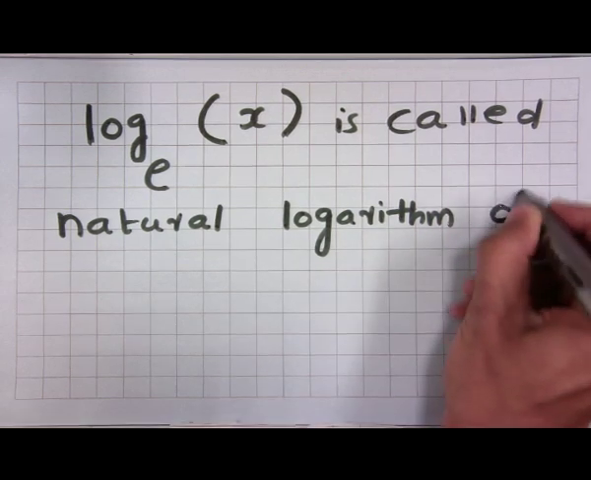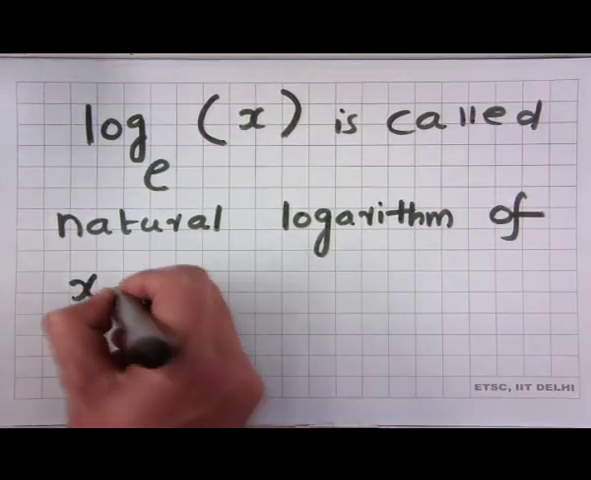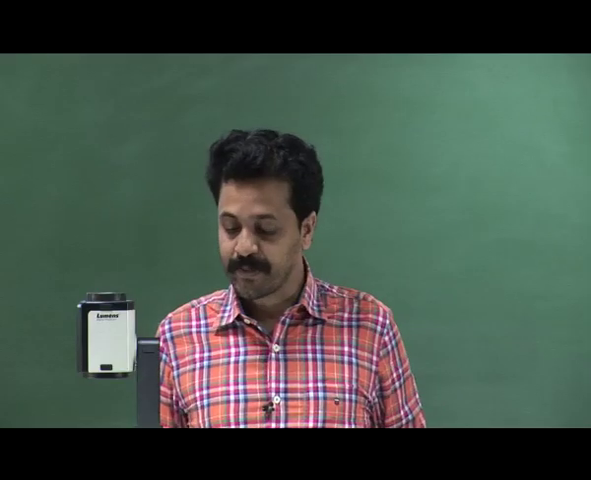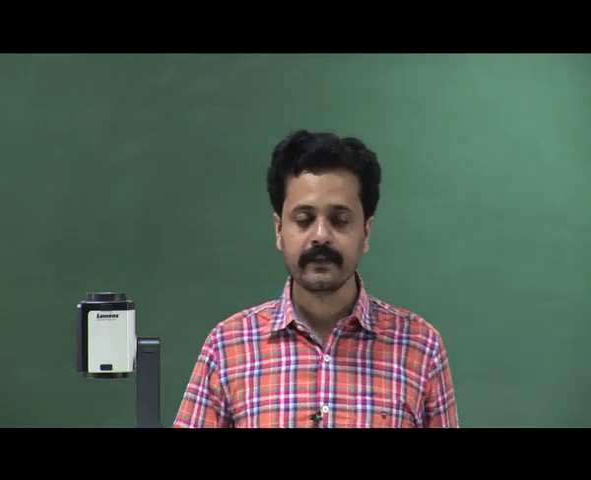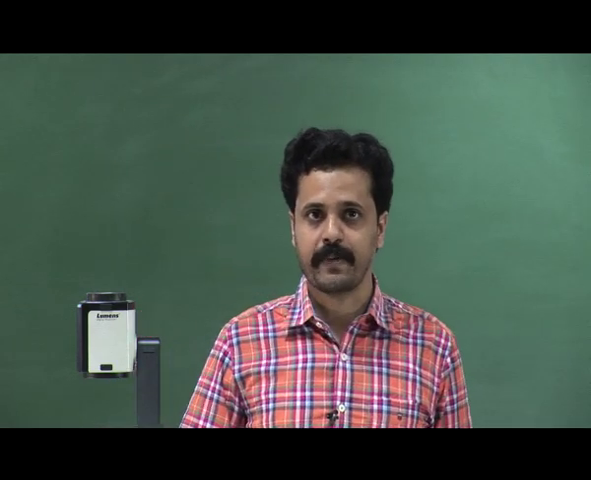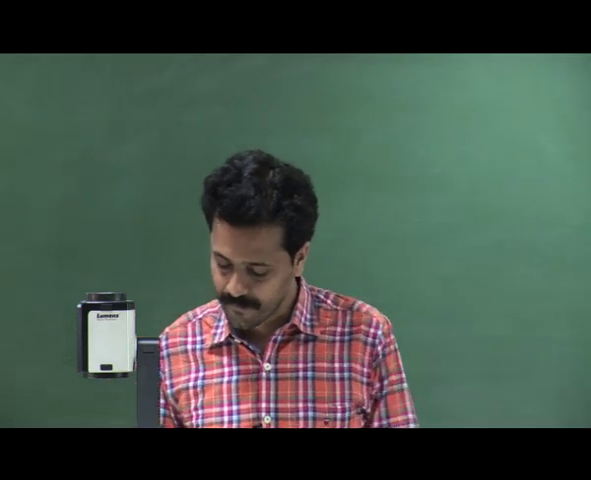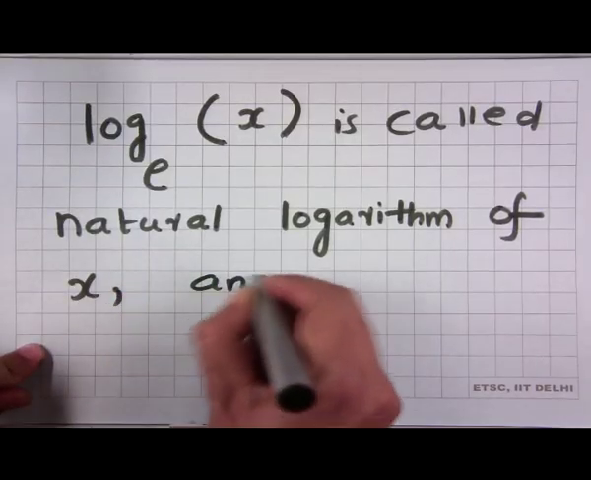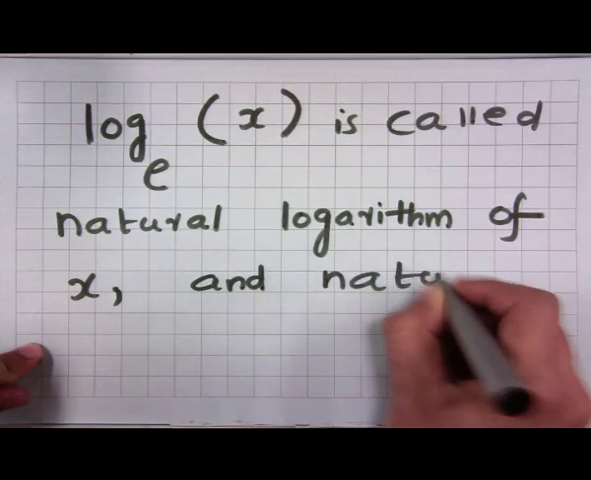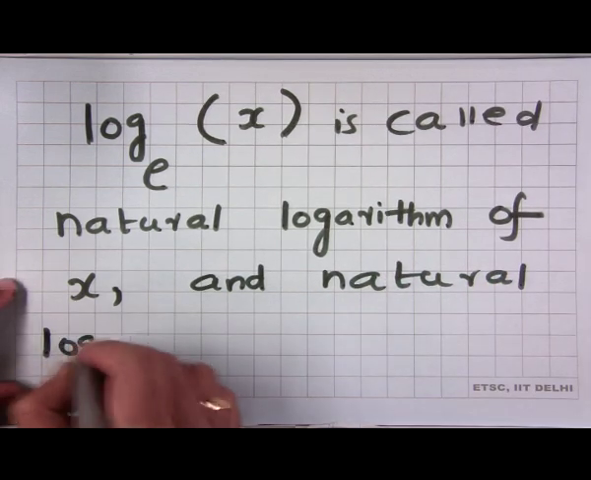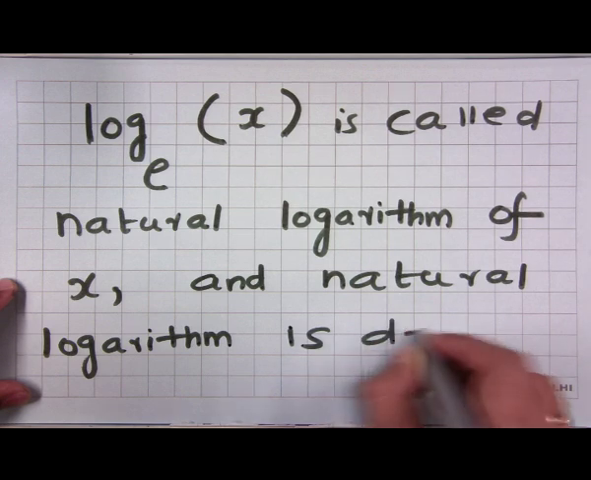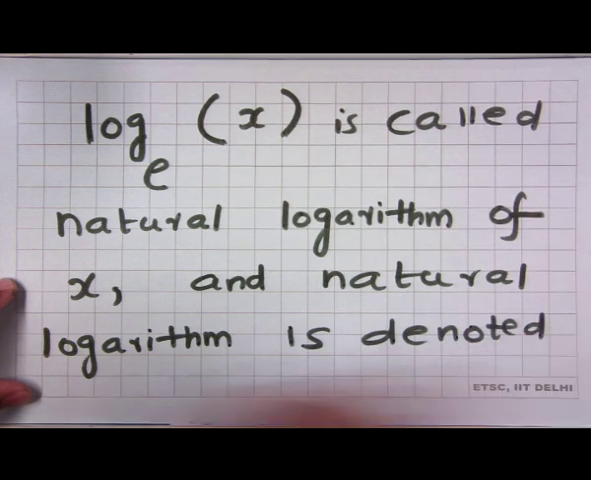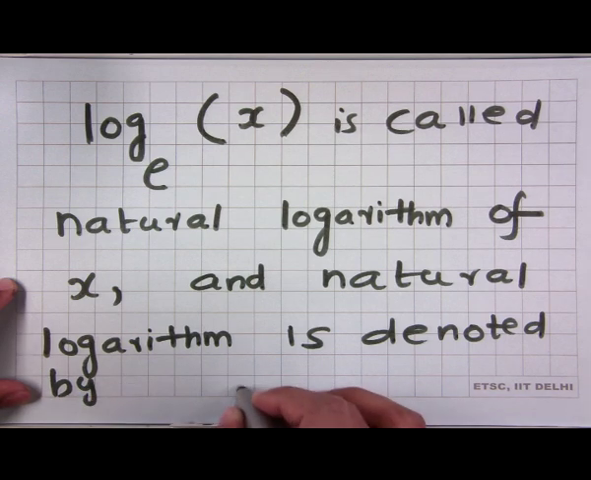It is worth recalling that in calculus, it is preferred to work with natural logarithm than logarithm to an arbitrary base b. And natural logarithm is denoted by the symbol ln.